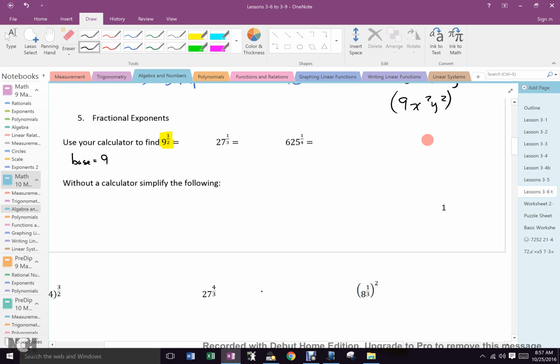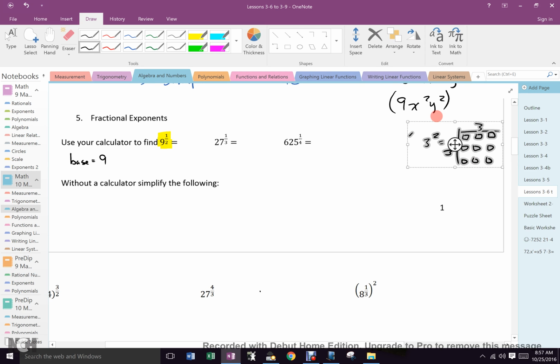Right? I mean, if I told you to take 3 squared and draw it, you could. You would go 1, 2, 3, and 1, 2, 3, and 1, 2, 3. And you would make a square that was 3 by 3, wouldn't you? Like, it's easy. It makes sense. Exponents make sense, right? But this makes no sense. Because how would you draw 9 times itself half a time?